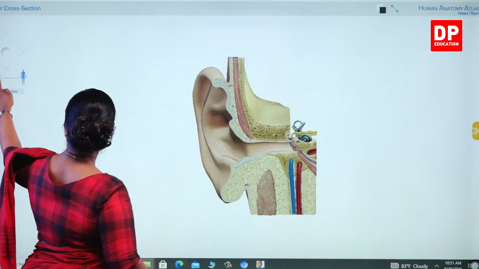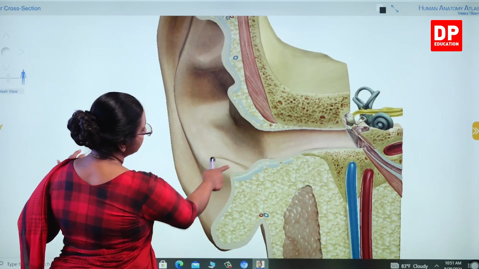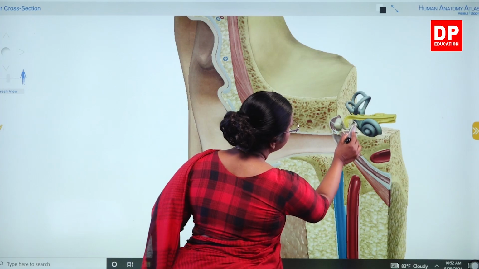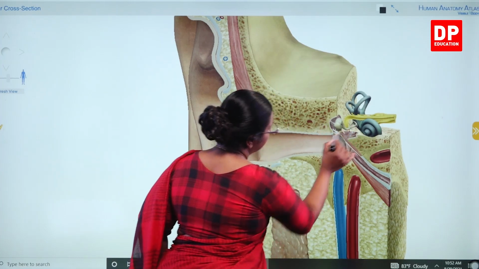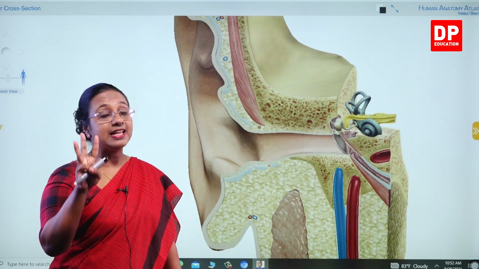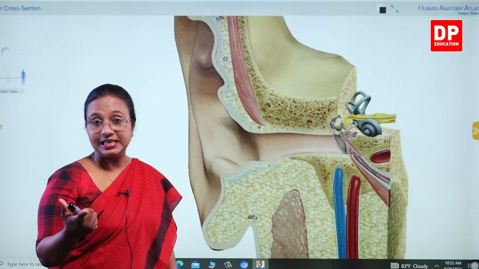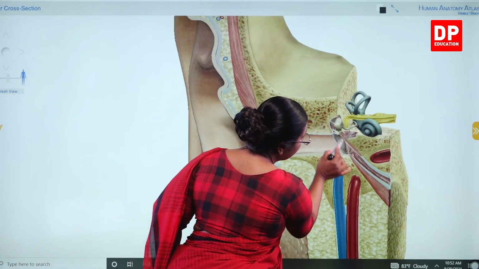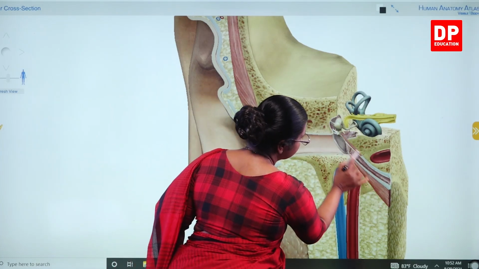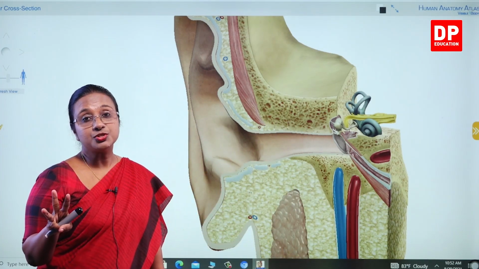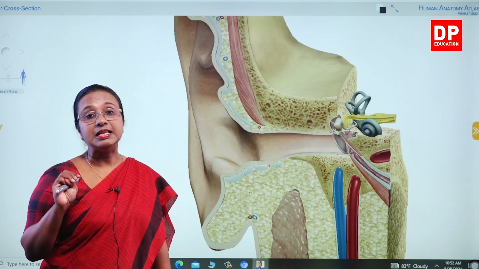Now, if you look at the structure closely, you can see here, students, there are ossicles. These are like small bones, which are known as the ossicles. And there are three bones: the malleus, incus, and the stapes. So these three bones and this part, which is known as the eustachian tube, those two come under the middle ear.